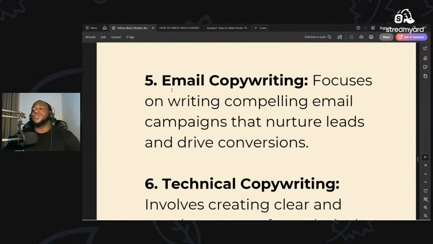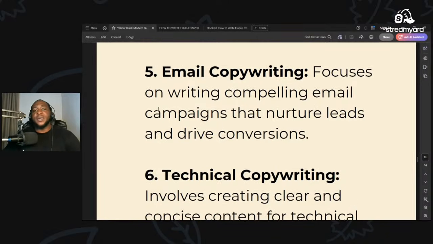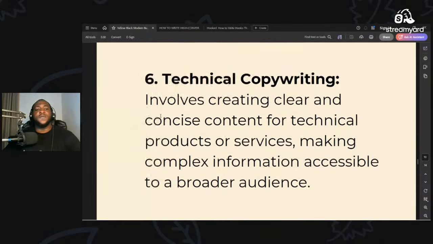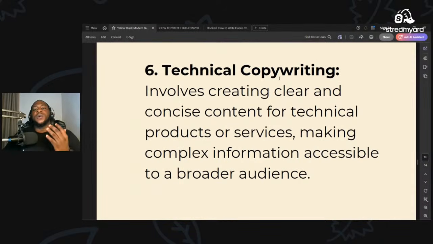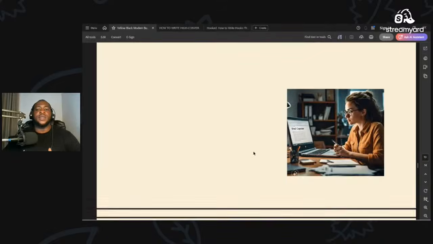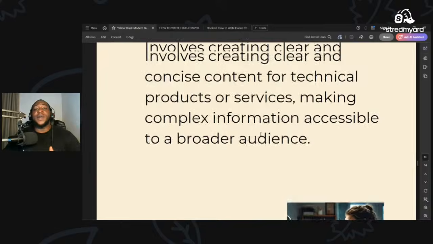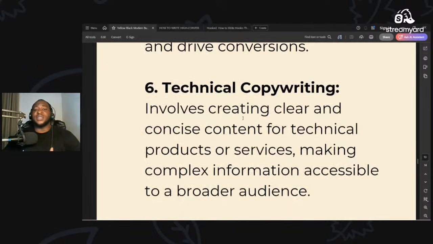Email copywriting is just all about writing copy for emails. There are technicalities in it. I will probably do that. If not, then we also have technical copywriting. This one is just making complex information very, very easy for a broader audience. I'm going to give you an example of technical copywriting. But one of the copywriting types I failed to mention in this list is called VSL, Video Sales Letter.